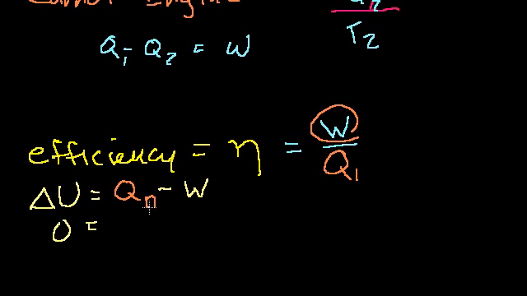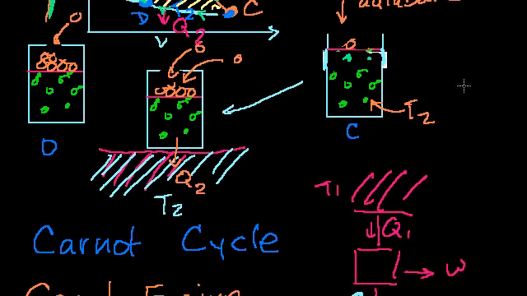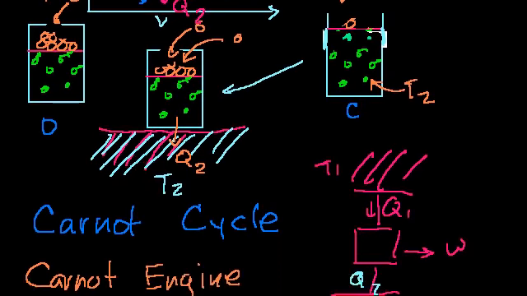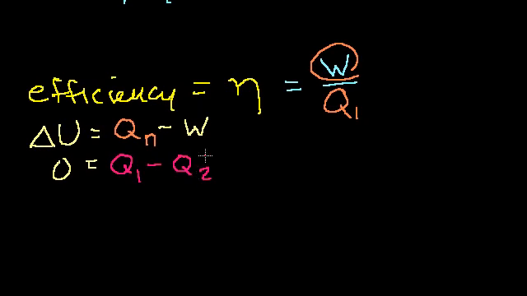What's the net heat applied to the system? Well, we applied Q1 to the system, and then we took out Q2. We gave that to the second reservoir, down there at T2. And then minus work, and all of this is equal to 0. This is the net heat applied to our system.